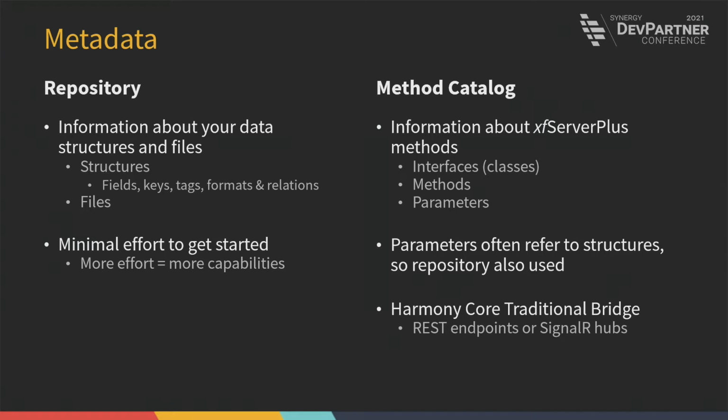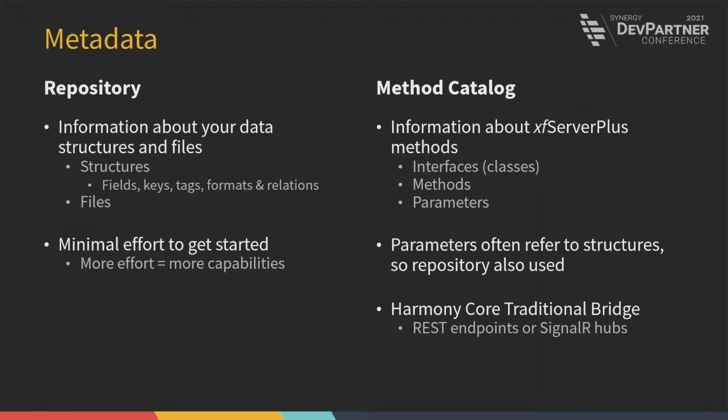The kind of information we're looking for in your repository is basically your record layouts and file definitions. So it's structures and files in terms of what you can do in the repository. And within structures, we're looking for at least fields and keys usually, and possibly, depending on how your files are defined, perhaps tags, perhaps formats, perhaps relations between those different data structures. If you think joins in a relational database, that's what a relation is.